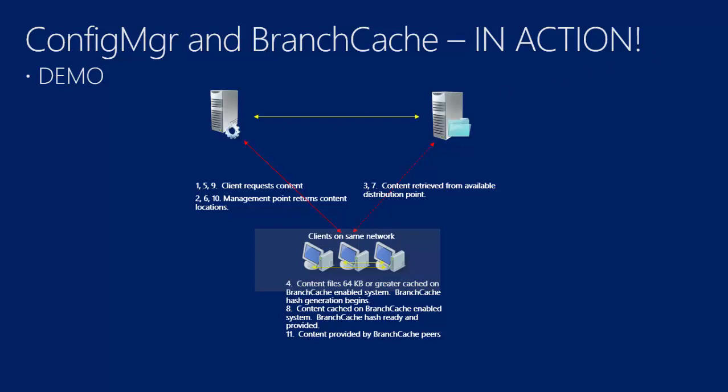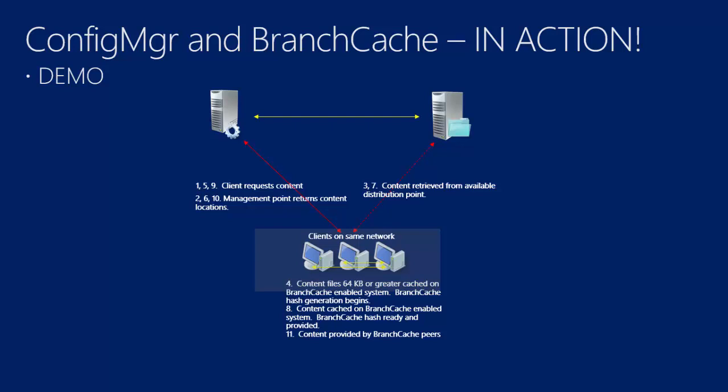It can be modified. And then secondly, and this is also noted in the diagram, when the first BranchCache enabled system downloads and caches content, the hash generation process begins. When the second BranchCache enabled system downloads content, the process of hash generation completes. Now the content's ready to be fully served from BranchCache. And then when the third system goes and retrieves the content, it will be delivered from BranchCache. And that's what we are going to do here.